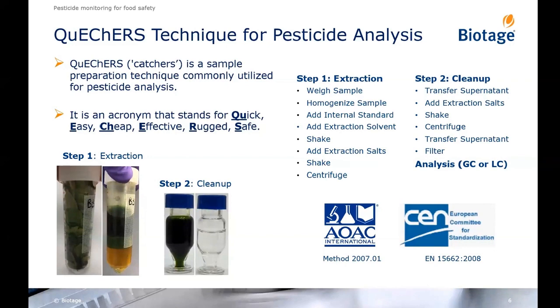So we talked about the different sample matrices, the components within, and the goals of any analytical lab trying to measure these pesticides in these samples. But what about the technique to do this? Well, the QuEChERS technique is a very common technique that's used for pesticide analysis. It's an acronym that stands for quick, easy, cheap, effective, rugged, and safe. And it is very much so all of those things.